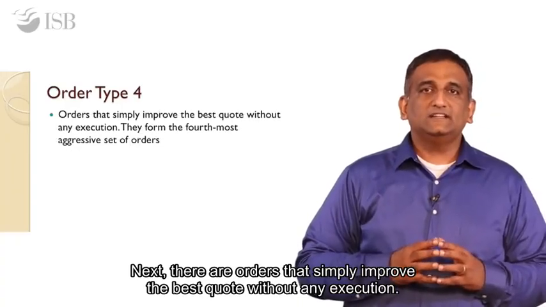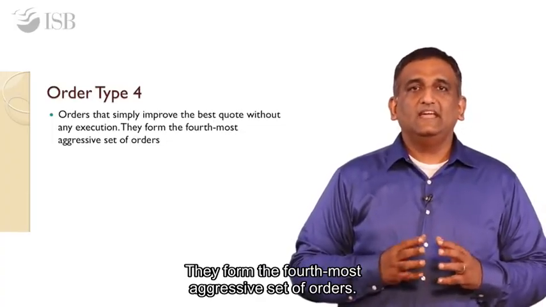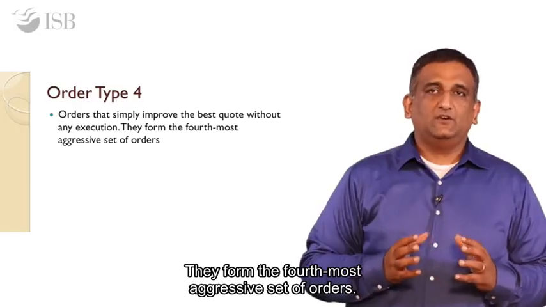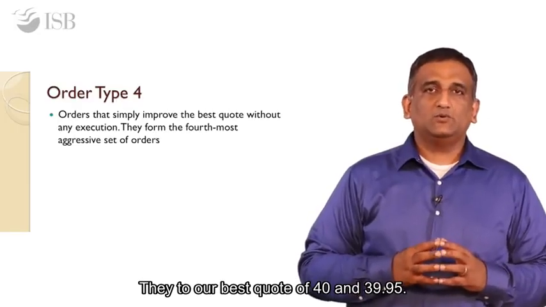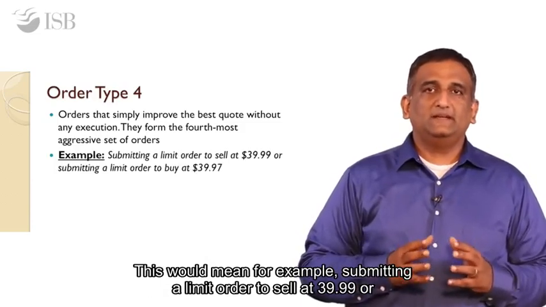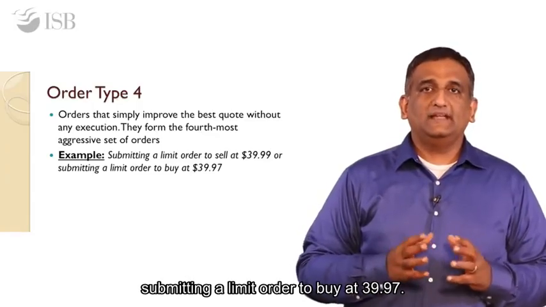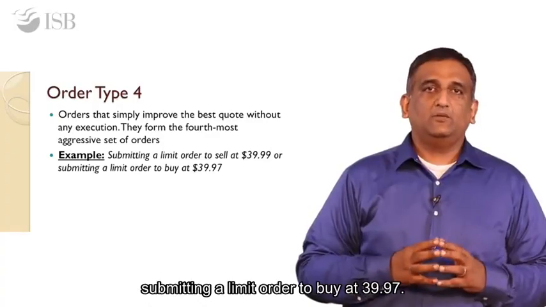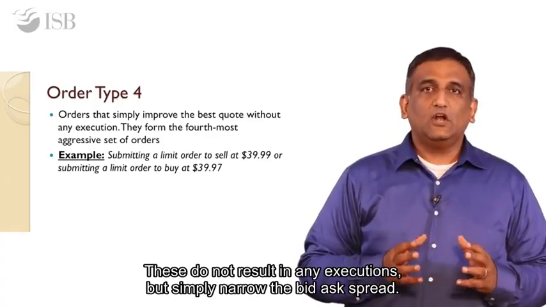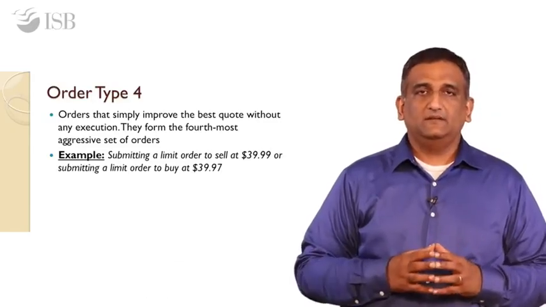Next, there are orders that simply improve the best quote without any execution. They form the fourth most aggressive set of orders. Relative to our best quotes of 40 and 39.95, this would mean, for example, submitting a limit order to sell at 39.99 or submitting a limit order to buy at 39.97. These do not result in any executions but simply narrow the bid-ask spread.